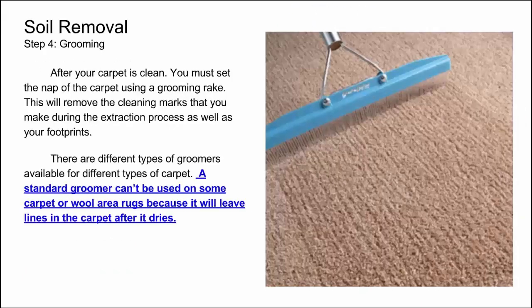This step's done after the carpet's clean. It involves using a grooming rag to set the nap of the carpet. Really, it's just combing the carpet. The groomer is just a large comb. You go over the carpet in a back and forth motion, and it sets the nap straight up, allows for better drying, as well as removes any of your tracking marks.